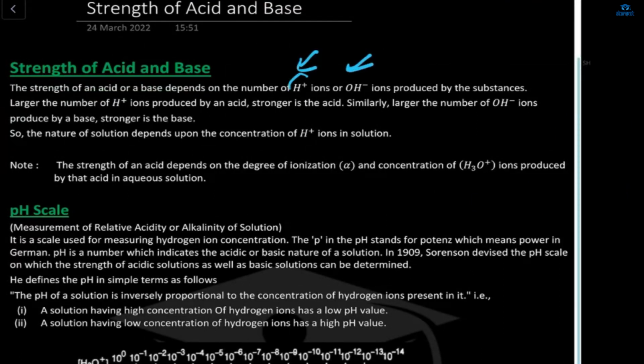If the strength of OH minus ion is high, it means your solution is what? Highly basic. And in that example, we saw that if there are fewer OH minus ions, the solution is less basic.